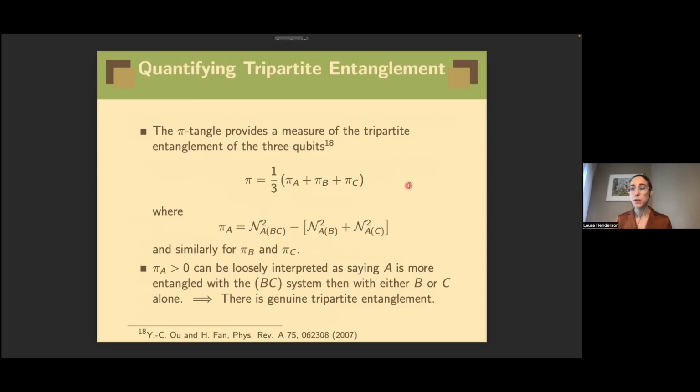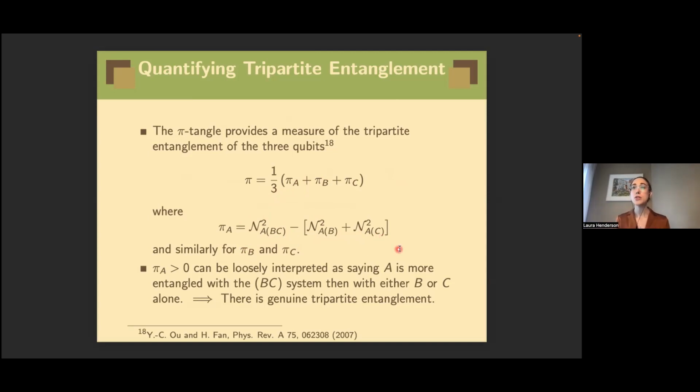The last piece of this puzzle is how we are going to quantify this tripartite entanglement. Here I'm going to be a bit vague and possibly oversimplify some things, but for the purpose of this quick talk, we're going to use the pi-tangle to provide our measure of tripartite entanglement. That's the average of pi_A, pi_B, pi_C, where, for example, pi_A is what we've been calling the tripartite negativity of A with the BC subsystem, minus the negativity of A with B and A with C. Similarly for pi_B and pi_C.